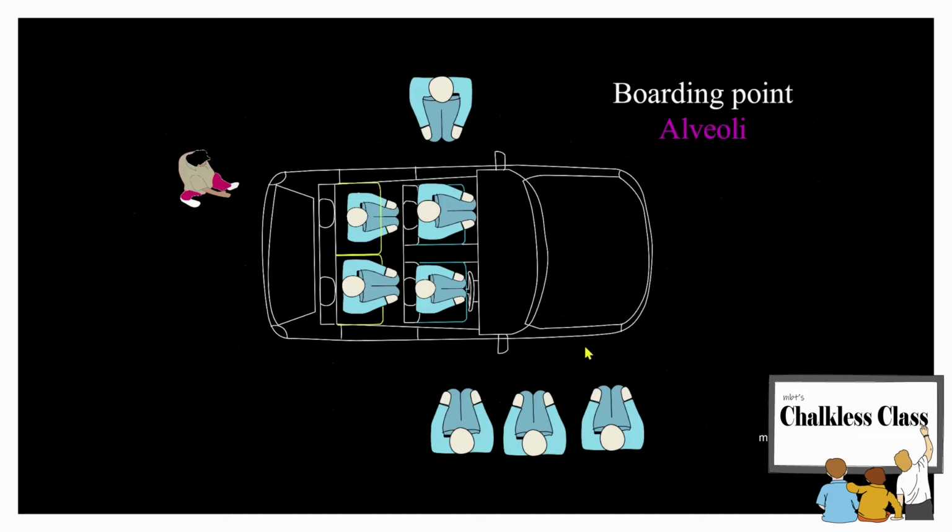These changes, the loading of hemoglobin, occur in the alveolar capillaries. That is the boarding point of oxygen. This boarding or loading of oxygen depends on the partial pressure of oxygen in the alveolar blood.